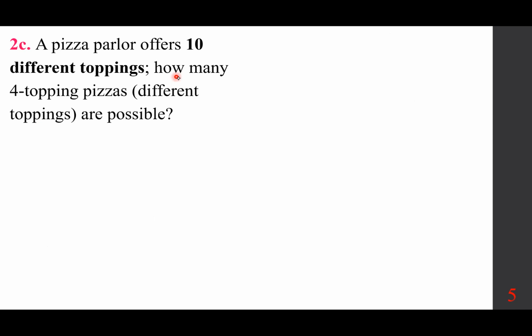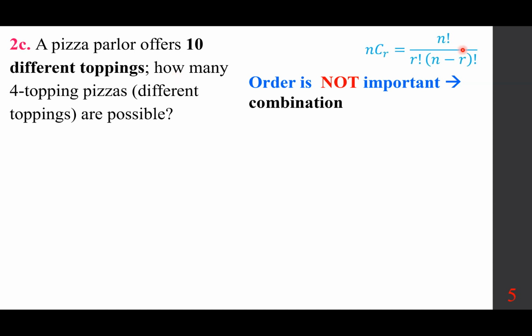If you are ordering a pizza and the first choice is pepperoni, or the second or the third or the fourth, it makes no difference. Order is not important. It's a combination, and therefore we are going to use this formula where n is 10 and r is 4. So when we put it into this formula, we write 10 factorial over 4 factorial times 10 minus 4 factorial.